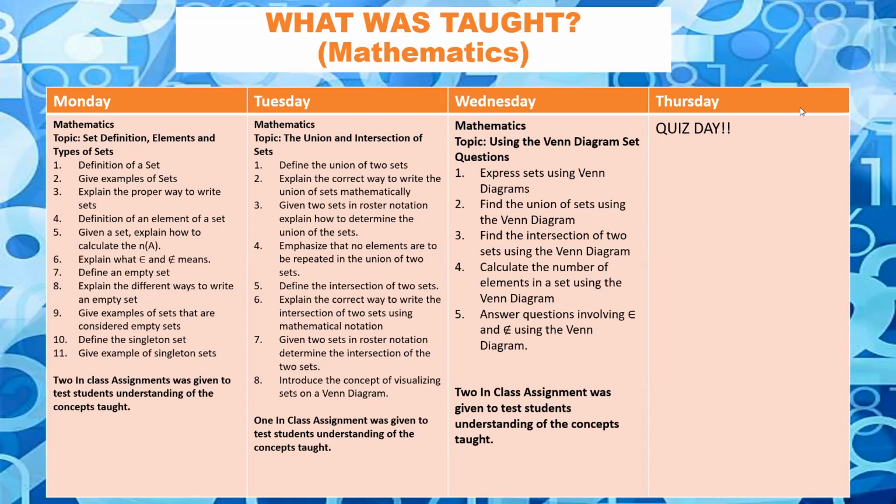On Wednesday, which was yesterday, that's when we went in depth with Venn diagram on how do you visualize a set. And from a Venn diagram, we learned how to find the union. From a Venn diagram, we learned how to find the intersection. Using the Venn diagram, we learned how to calculate the number of elements in a set. And using the Venn diagram, we learn how to answer questions involving the element and it's not an element of. So that's what we did on Wednesday.